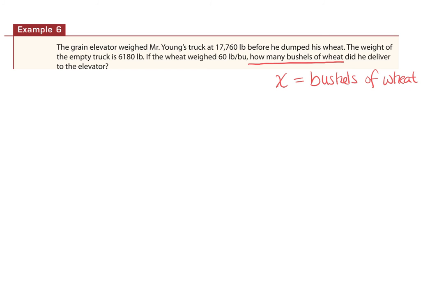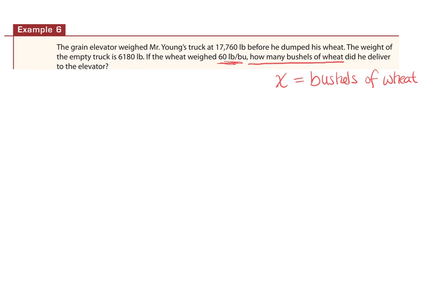So it weighed a certain amount before he dumped his wheat. The weight of the truck is 6,180 pounds and wheat weighs 60 pounds per bushel. When you see this little slash, that means per. So if I had $3 per gallon and I bought 6 gallons, how much did I spend? You multiplied. So anytime you see the word per or that slash, that indicates multiplication.